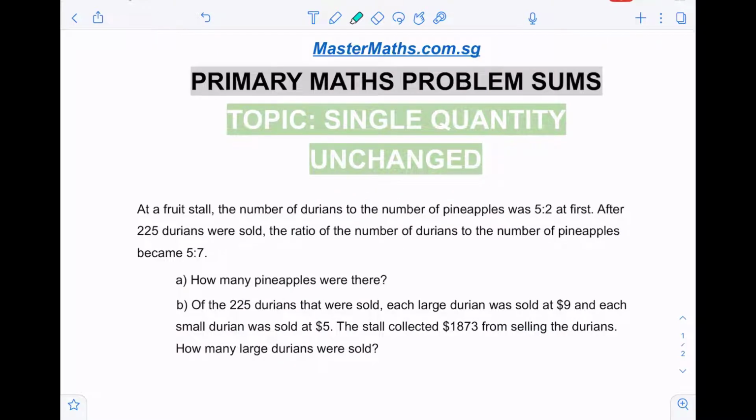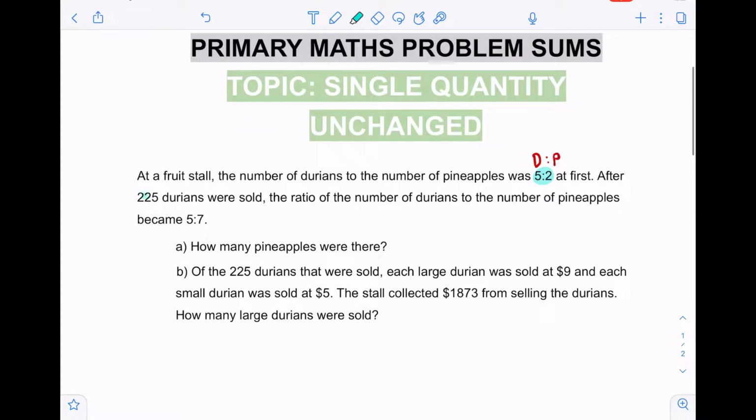At a fruit stall, the number of durians to the number of pineapples was 5:2 at first. So this is durians to pineapples. After 225 durians were sold, the ratio of the number of durians to the number of pineapples became 5:7. How many pineapples were there?